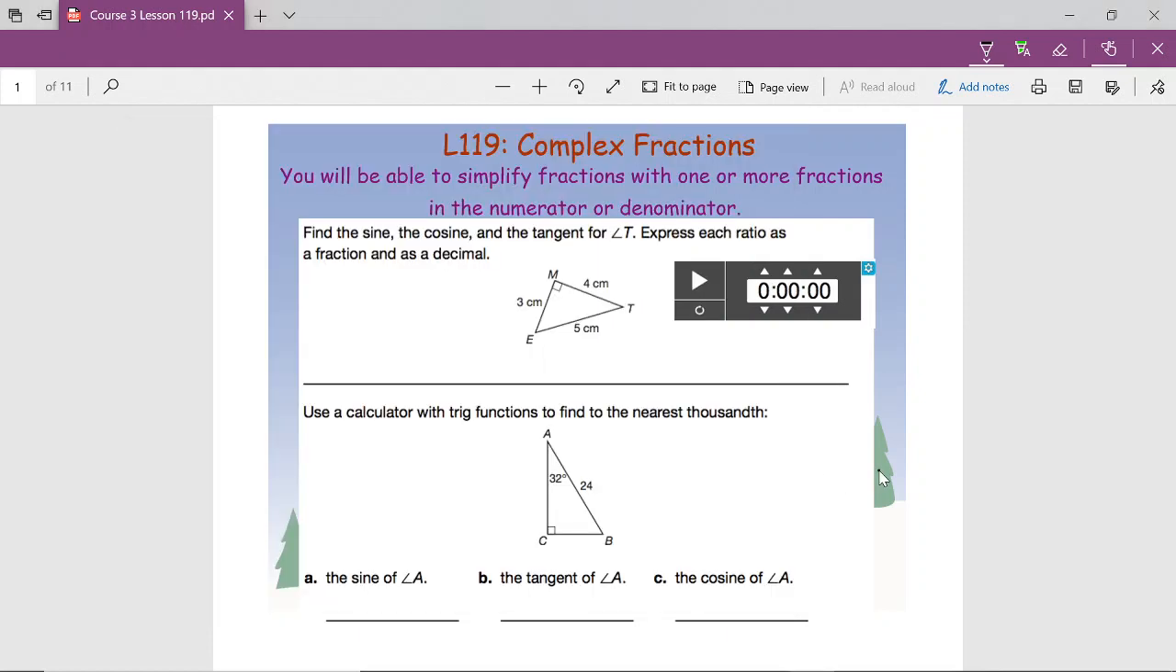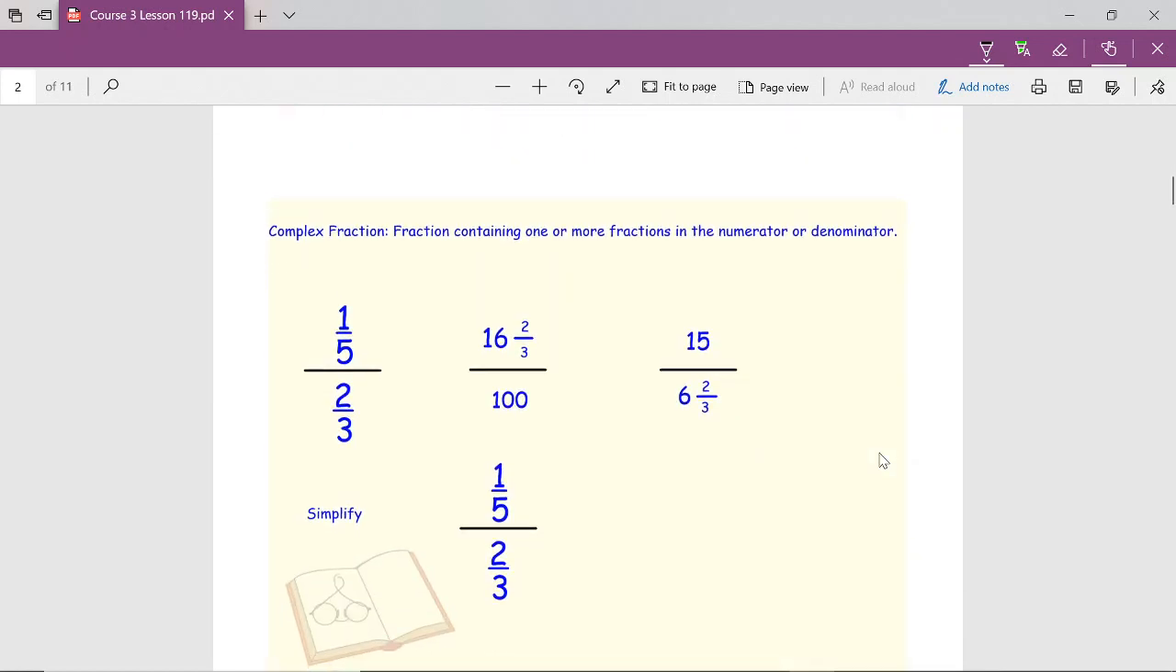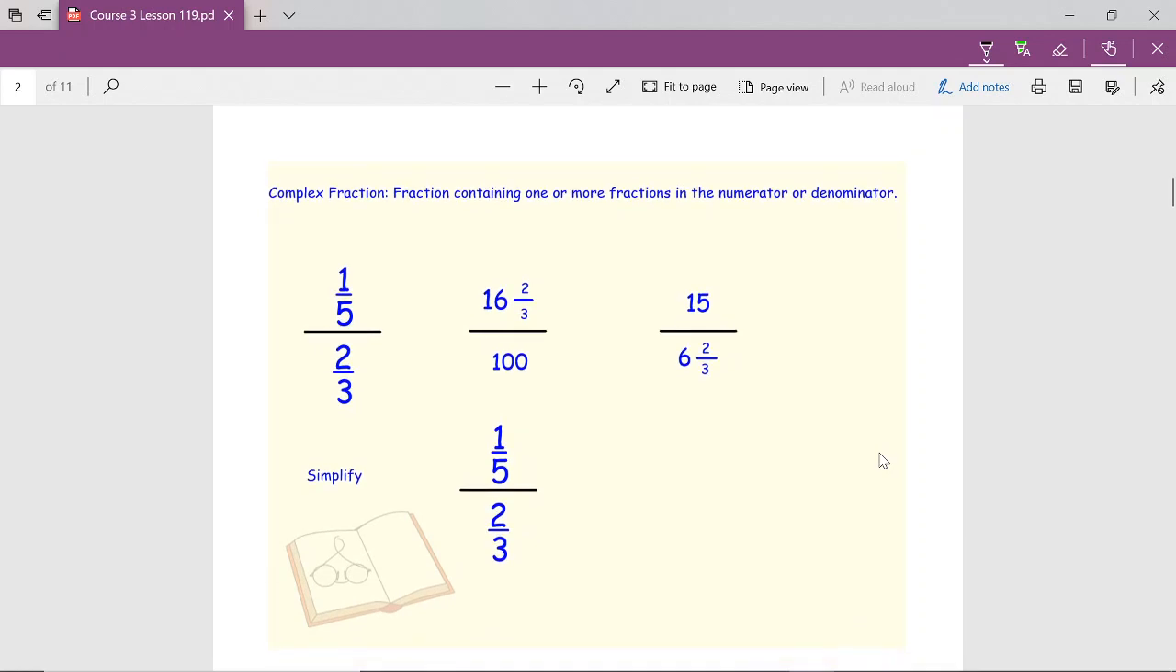Course 3, Lesson 119. This is all about complex fractions and some different methods to go about simplifying them into one full fraction. So complex fractions in general, this is a fraction containing one or more fractions in the numerator or denominator. For example, 1/5 divided by 2/3, it has fractions in both the numerator and denominator.